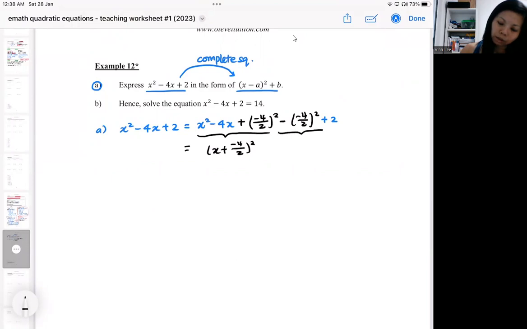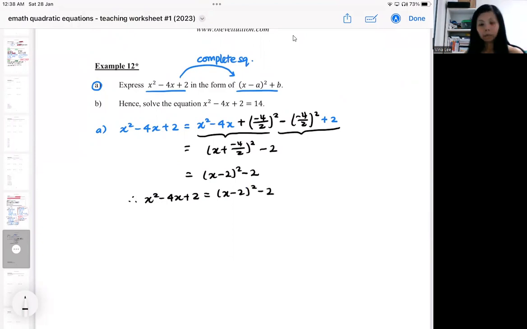And you punch calculator here. So I will get -2 if you punch calculator. So make it look nicer. That means x squared minus 4x is actually the same as x minus 2 squared minus 2. So that is the complete square.